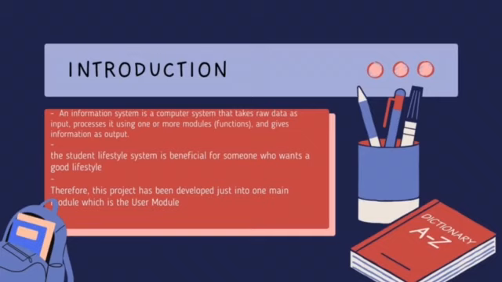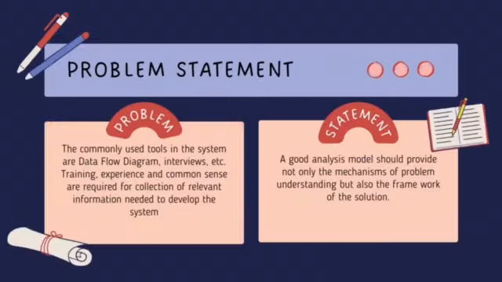Introduction. An information system is a computer system that takes raw data as input and processes it using one or more modules. The student lifestyle system is beneficial for someone who wants a good lifestyle. Therefore, the project has been developed into just one main module, which is the user module. In this module, a user participant can register themselves and create a profile to be one of the members in the application. The application allows users to add, display, search, update, or delete menu in the system.